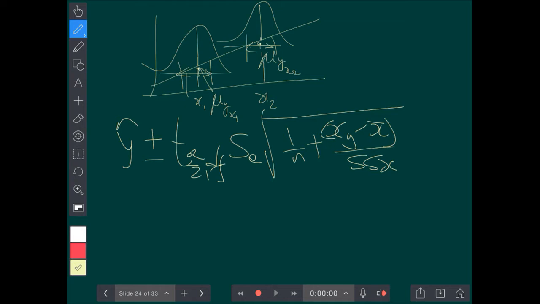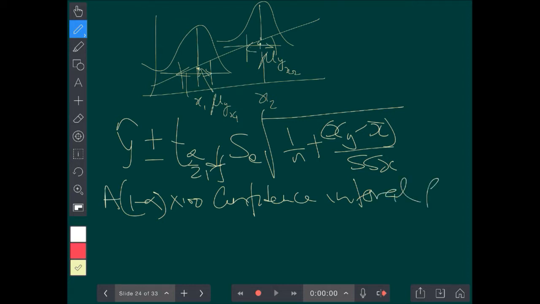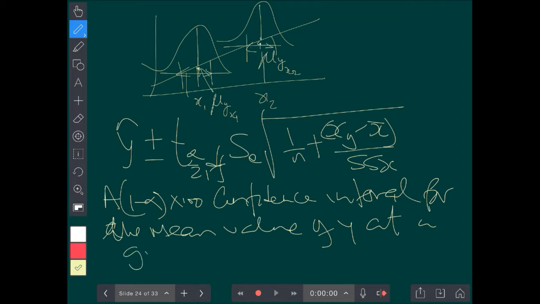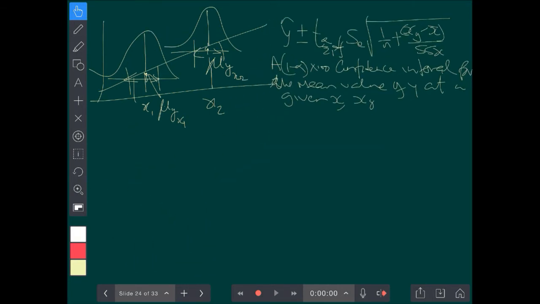at a given x. Let me write that down. It is a 1 minus alpha times 100% confidence interval for the mean value of y at a given x, which we will refer to as xg. All right? So xg is that given x.